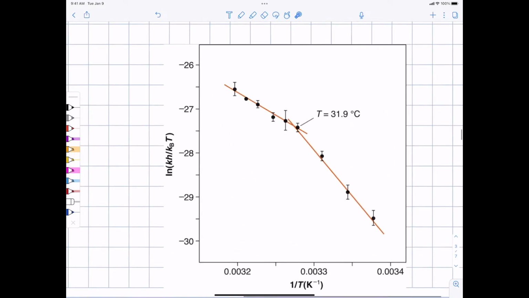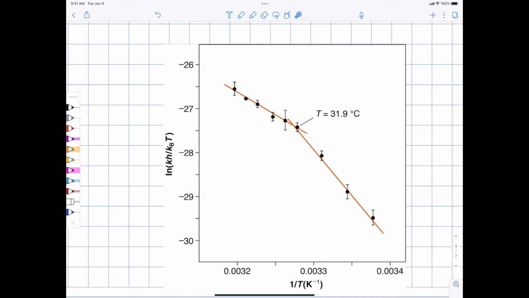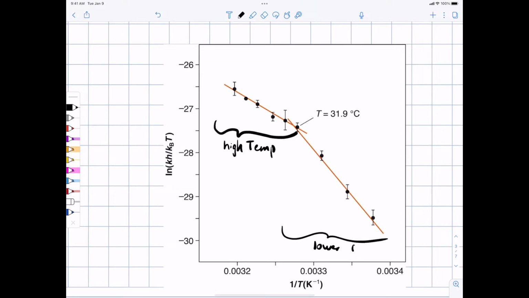Another example, this was rate constant data with these other constants for an enzyme whose reaction is not particularly important for us to worry about. But if you plot the rate of the reaction versus 1 over T, you see a certain slope in this region, which is high temperature, and then a different slope in this lower temperature region. Remember that slope is going to be the opposite of activation enthalpy over R. So both slopes are negative, but which one has a higher magnitude? To the right, right? So this is going to have higher enthalpy of activation versus lower enthalpy of activation.